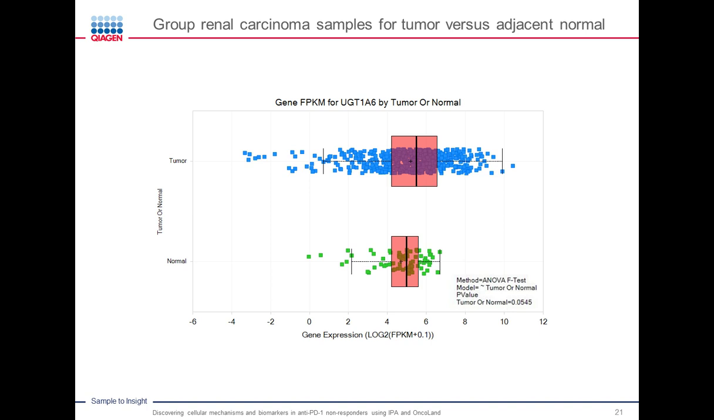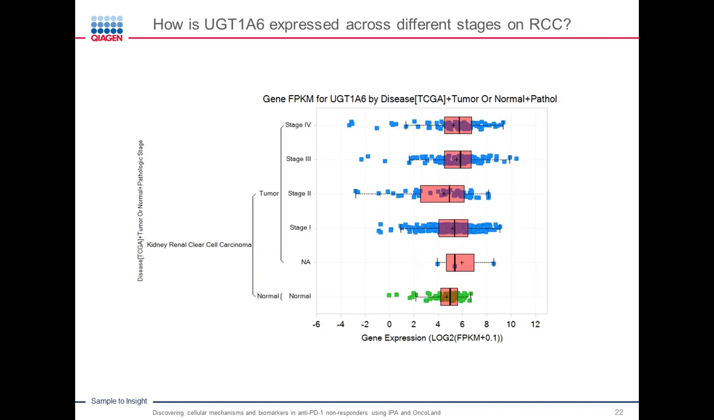And significance-wise, it's borderline significant, but there's not a great difference. Now, many investigators will tell me that tumor is not one thing, right? It has many different stages. So based on the metadata that is curated by the team, can we split this into different stages of tumor?